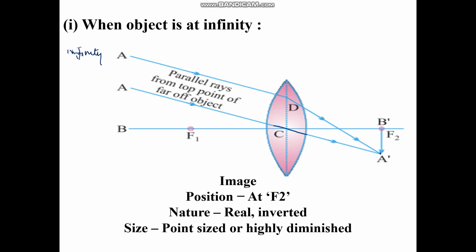So the image formed will have these characteristics. Now see, the image is formed at the second focus of the lens. The image will be real because it is formed by actual convergence of the rays. It is inverted, you can see upside down, and it is highly diminished because the object is at infinity, and it can also be even point sized.